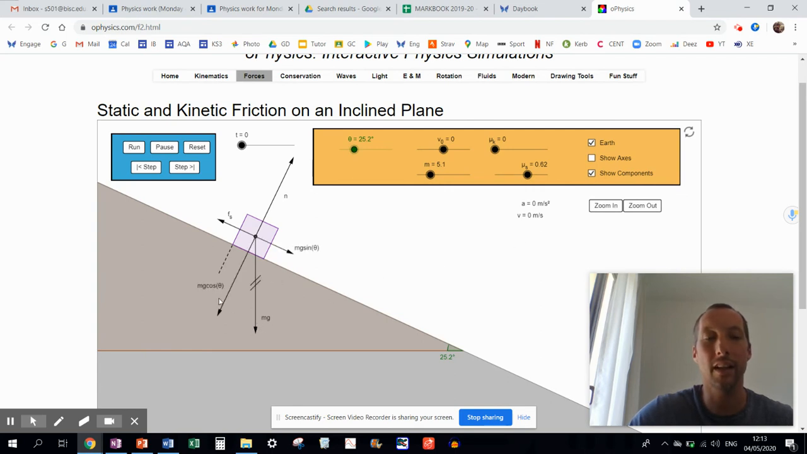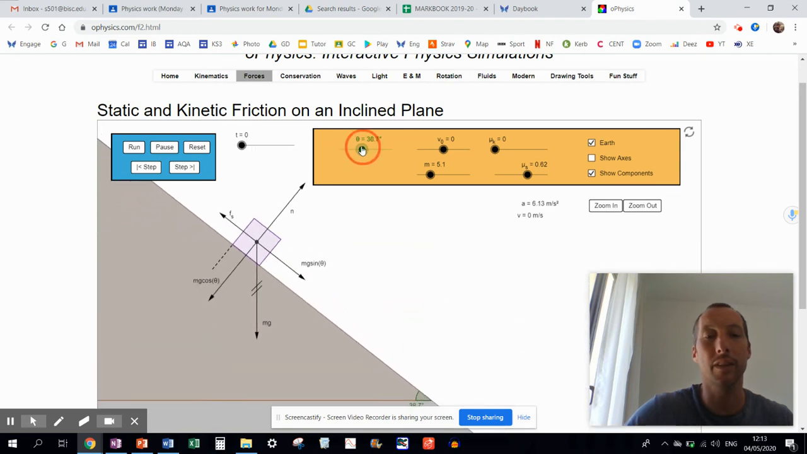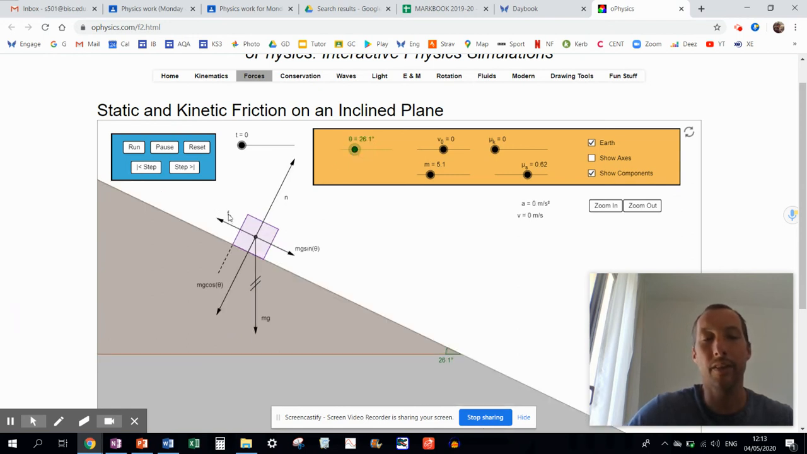The key thing that I want you to get out of this is that the normal reaction is not equal to the weight, except on a horizontal surface. On any other angle, the normal reaction is equal to mg cos theta. And the friction will be equal to mg sin theta, as long as it's still stationary, or moving at a constant speed. Basically, if it's in translational equilibrium, meaning zero resultant force, then these two will be equal. But that doesn't always have to be the case.